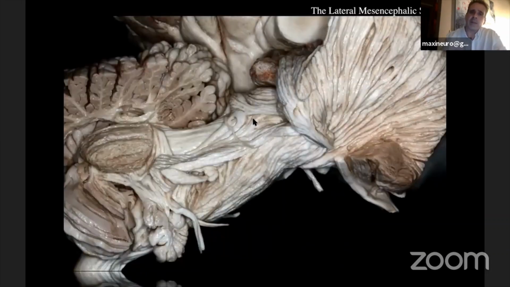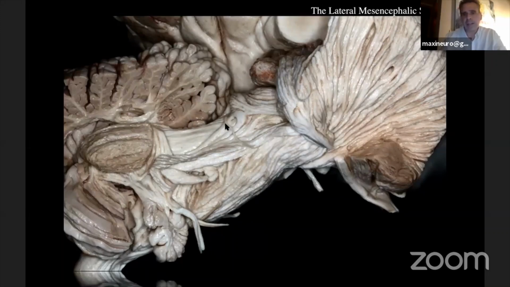You can see this area is like a triangle. The limit of this area is the inferior colliculus brachium, the lateral lemniscus in the back, and here the cerebral peduncle in the inferior and anterior limit. This area is critical to understand the disposition of the lateral mesencephalic sulcus.